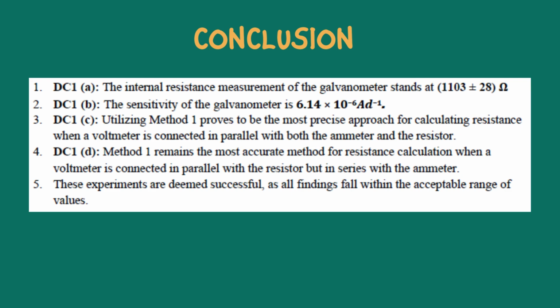In DC1C, utilizing method 1 proved to be the most precise approach for calculating resistance when a voltmeter is connected in parallel with both the ammeter and the resistor. And in DC1D, method 1 remains the most accurate method for resistance calculation when a voltmeter is connected in parallel with the resistor but in series with the ammeter. These experiments are deemed successful as all findings fall within the acceptable range of values.